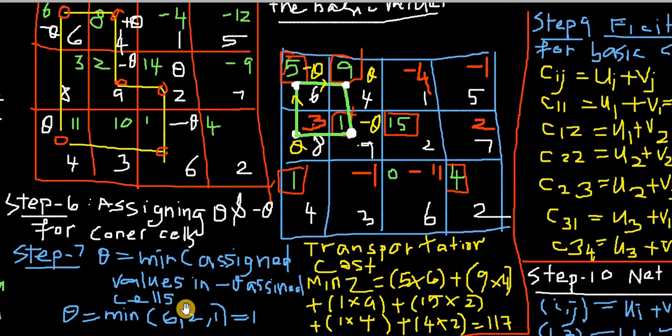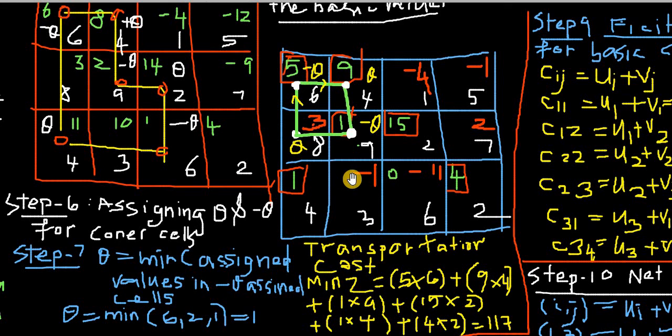That's very important. So minus theta assigned places are this one, this one, this one. Those assigned values are 6, 2, 1. Among these, 1 is the minimum. That is the value we have to give to theta. So very seriously, you have to identify this. Very, very important. We have given the value for theta.